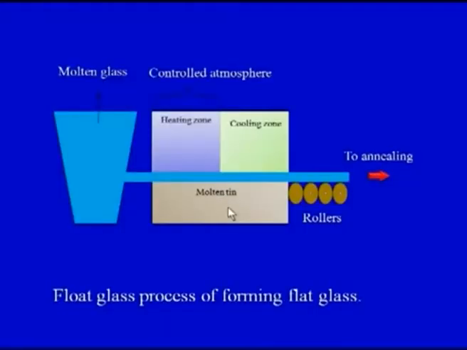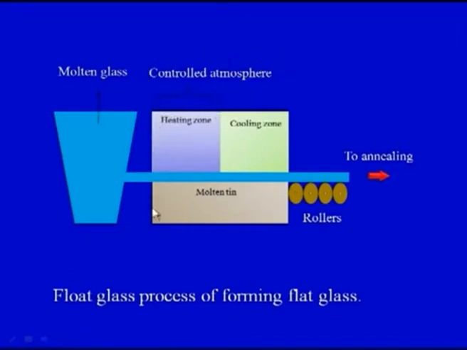So primarily what we have seen in this process, we would try to understand with the help of a diagram. On your screen there is a fairly simple diagram. This is the molten glass, this particular chamber. This is containing the molten glass, and this particular section is under the controlled atmosphere.